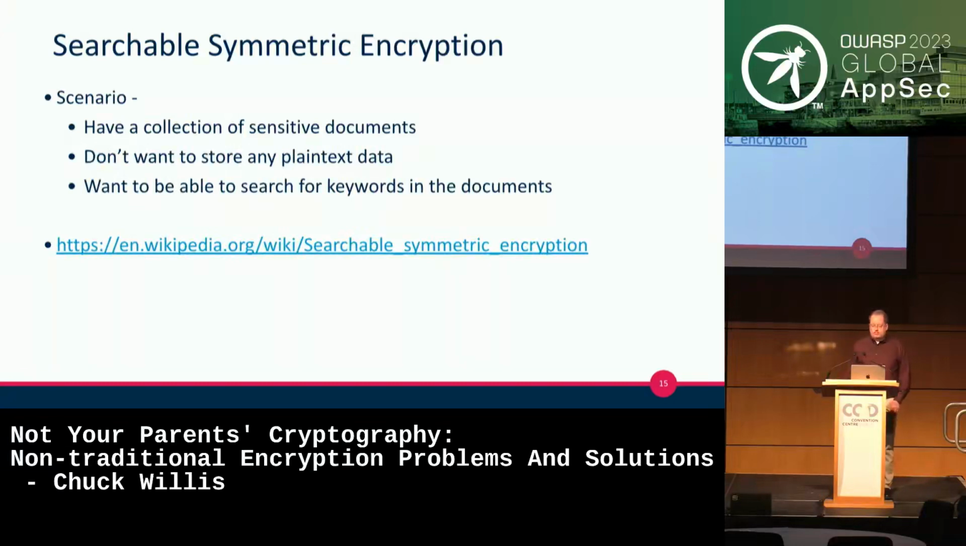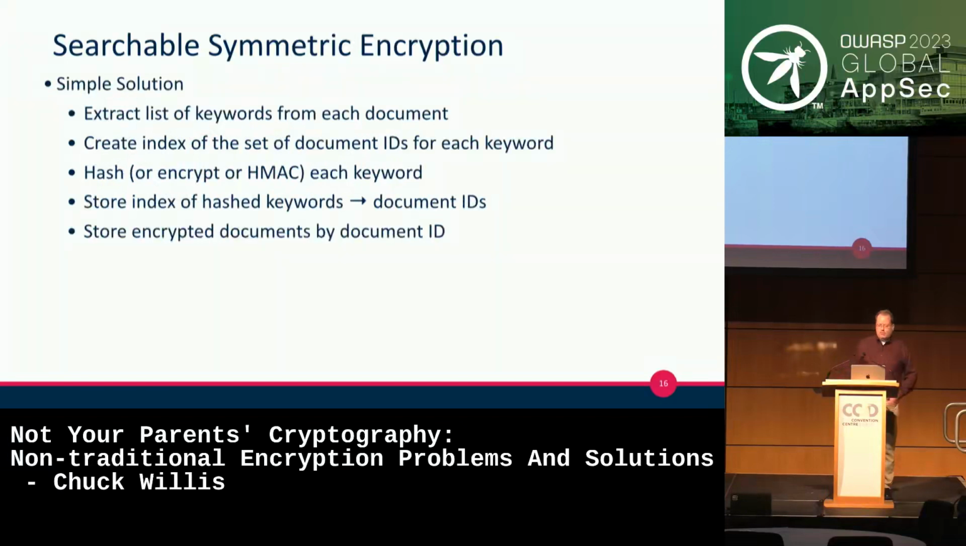text. So what we want to do then is, before we encrypt the document, extract a list of keywords, and then encrypt each of those keywords along with a reference to the document, and that all gets pushed to the database along with the actual encrypted document. And that gives us the ability to later query on those encrypted keywords and pull back the document.